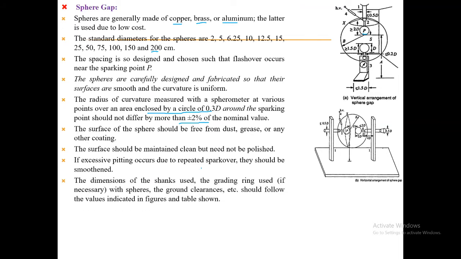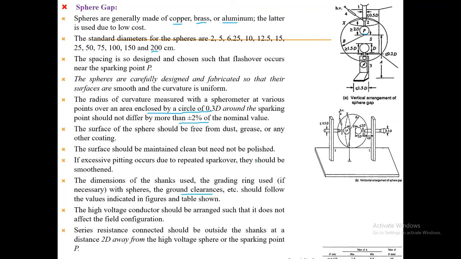The dimensions of the shanks used, the grading ring used if necessary with spheres, the ground clearance, etc. should follow the values indicated in figures, as you can see over here. Okay, and the table as shown. I will show you the table.